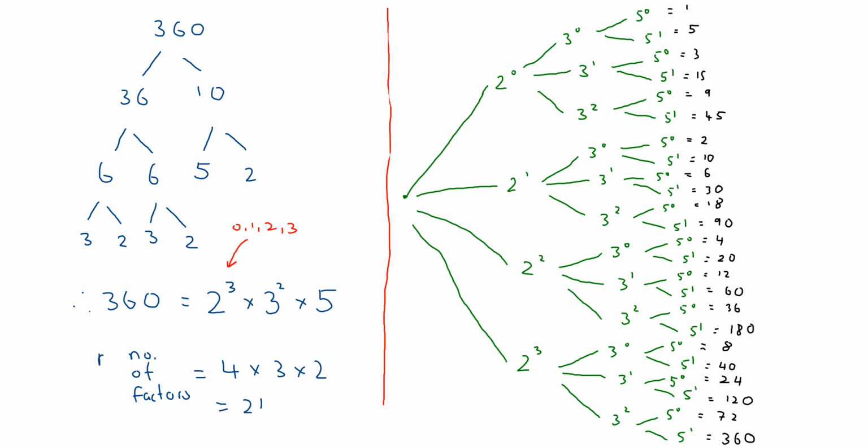And the reason for that is you can see I've got 4 options for the 2 because I could have a 0, 3 options for the 3, 0, 1 and 2, and 2 options for the 5, 0 and 1. So what I do is I basically add 1 to each of these powers and I times them together. And you can see the reason why over this side.